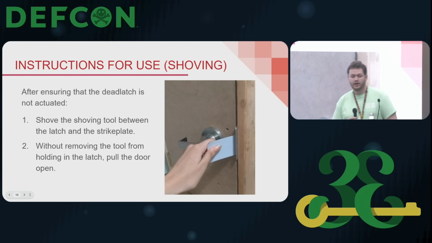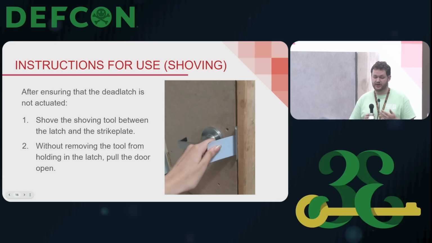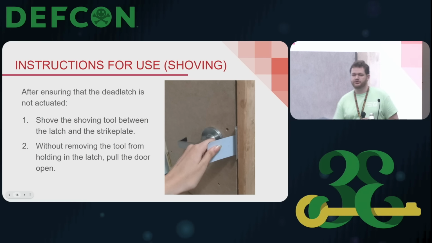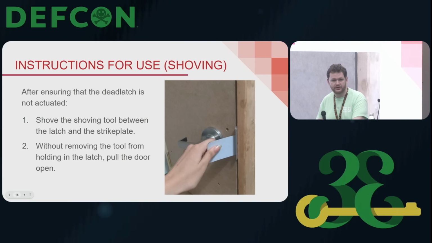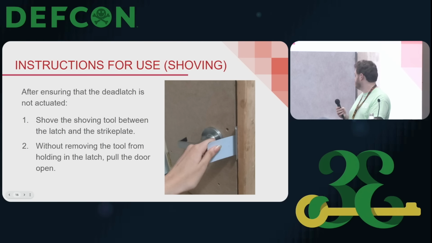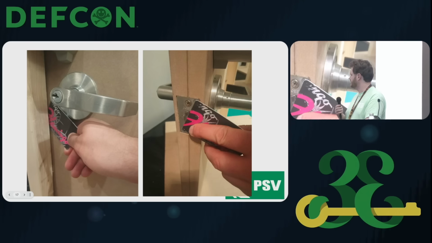There we go. So the other side of this, instead of pulling, is shoving. After ensuring that the dead latch is not actuated again, shove the tool between the door and the strike plate, as you see here. And then without removing the tool, in the same motion, move the tool towards you. Again, this is going to depend on what direction the latch is facing, and you can figure that out through this method. So long as you are deactivating the latch when you're inserting the tool here, it'll be an easy fix for you. And again, here's a close-up visual example.